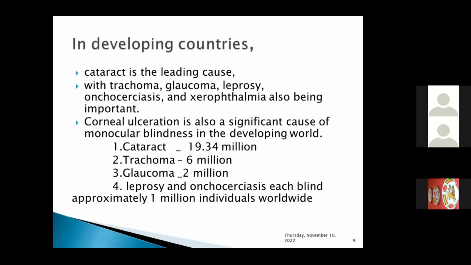In developing countries, cataract is a leading cause. What is peculiar about cataract is that it is also common in developed nations. The commonest cause of blindness, both in developed and developing nations, is cataract. Then trachoma, glaucoma, leprosy, onchocerciasis, and xerophthalmia. Xerophthalmia means dry eye related to vitamin A deficiency. These are important causes of visual reduction. Here you can see cataract, trachoma, glaucoma. We will come to the individual disease entities.